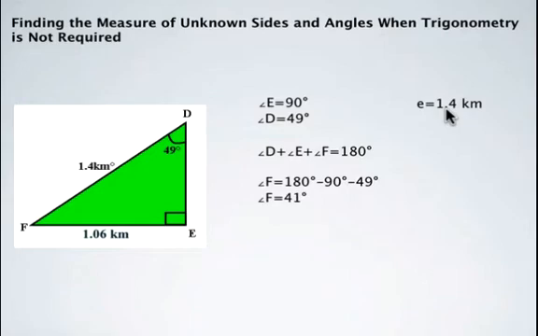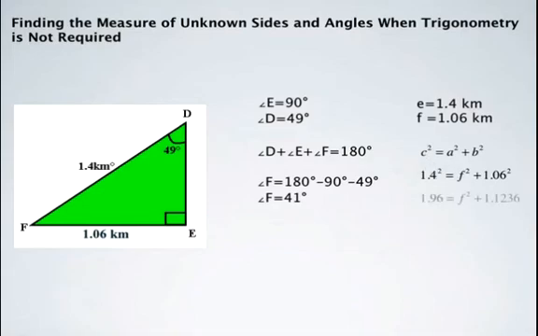We're given that side E is 1.4 kilometers. And that side F we found was 1.06 kilometers. So we can use the Pythagorean theorem to find the missing side length, which is side DE. So we're going to call that side F because it is opposite of angle F. And when we sub in, remember that the hypotenuse is our 1.4 because that's opposite the right angle. So we have to sub in 1.4 for C in the Pythagorean theorem.